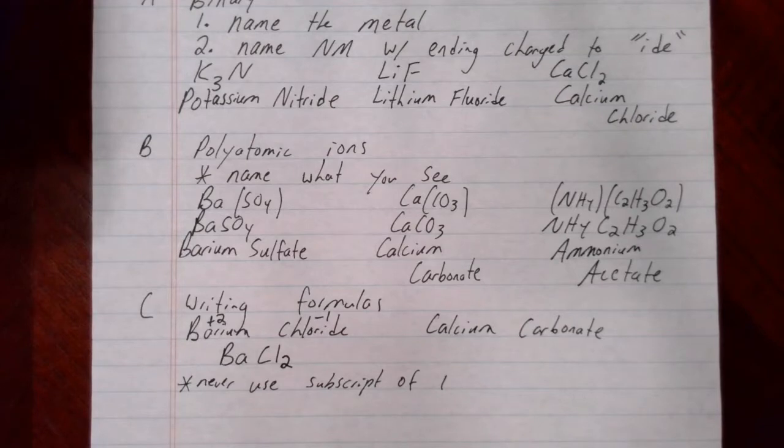Let's check and see if it's in fact neutral now. Barium has a +2 charge. I have one of those, so that's +2. Chloride is -1, so I have 2 -1s. So +2 plus 2 -1s gives me an overall 0 charge, so I'm on the right track.